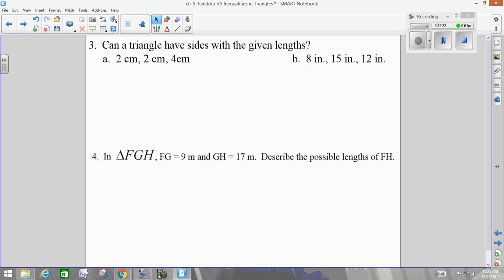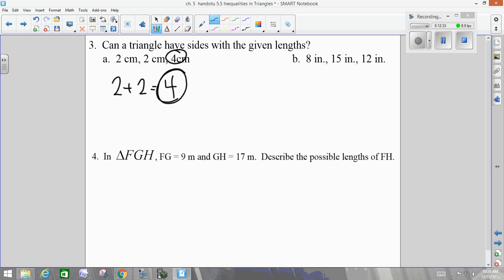Good. When you do this, add the smallest 2 sides. So what are the smallest 2 sides here? What's 2 plus 2? This number has to be greater than the third side, is it? No, it's equal to it. It's not the same. Being equal and bigger, those are different things. So this would not be a triangle. That sum of the smallest 2 sides has to be greater than the third side.